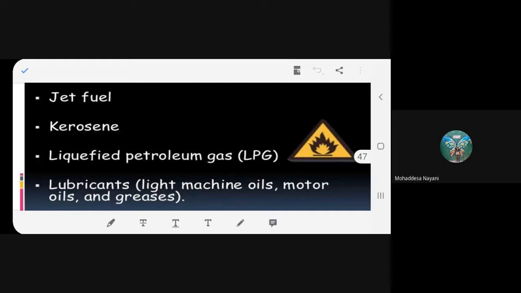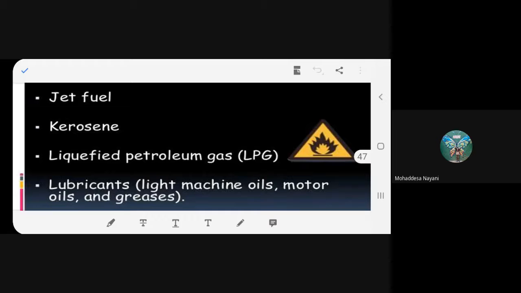So we have motor oils. If you have a car or a two-wheeler, ask your parents what is motor oil. There's a typical oil. You cannot use any oil for your vehicles. You know that? There's a specific oil meant only for motors. That also you get from the petroleum refinery.